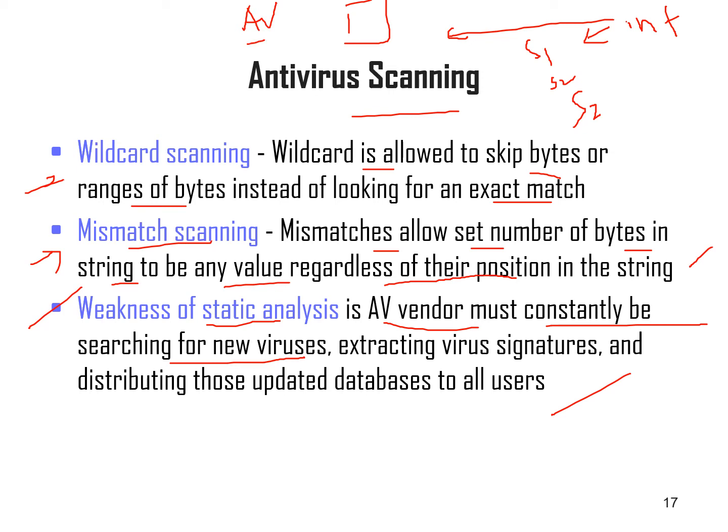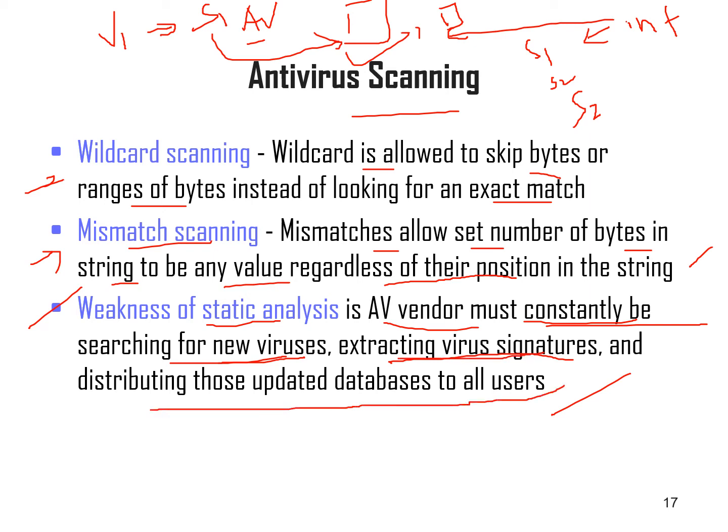So the weakness of static analysis is that the AV vendor must constantly be searching for new viruses and extracting the virus signature. If there is a virus V1, I have to extract the signature, say S1. This has to be fed into the database and checked against each and every file while scanning. This is the process happening in the post-AV static analysis procedure: for new viruses, I have to search for them, extract the virus signatures, and distribute the updated databases to all the users. So this is the weakness of static analysis.